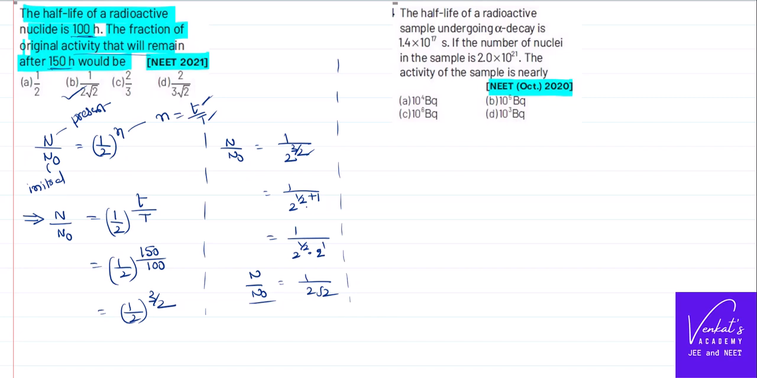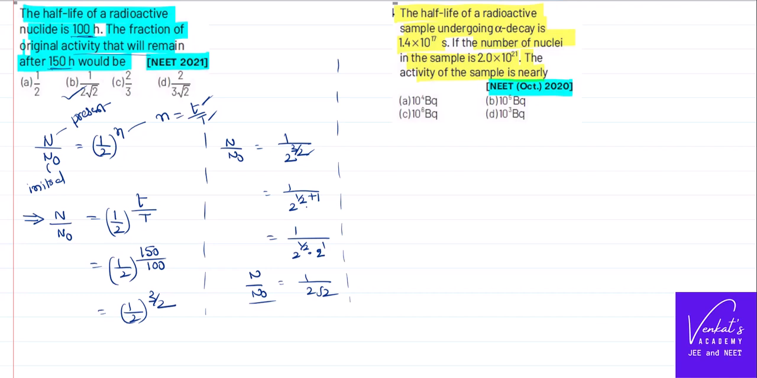Let's have a look at the next question. What is given there is the half-life of a radioactive sample that undergoes alpha decay. If the number of nucleons in the sample is given, then the activity of the sample is nearly how much?